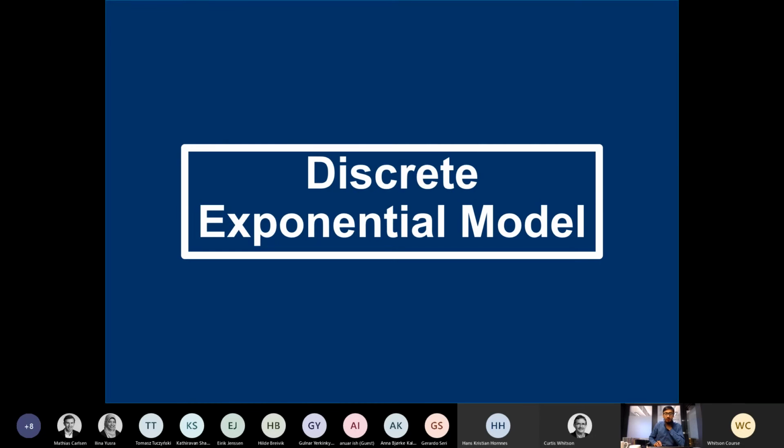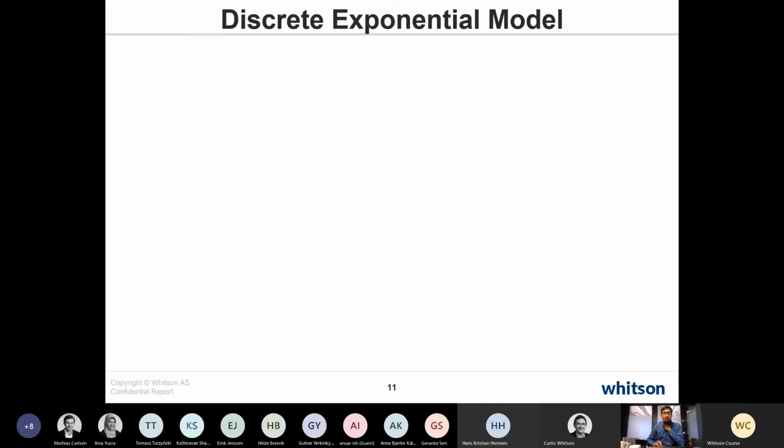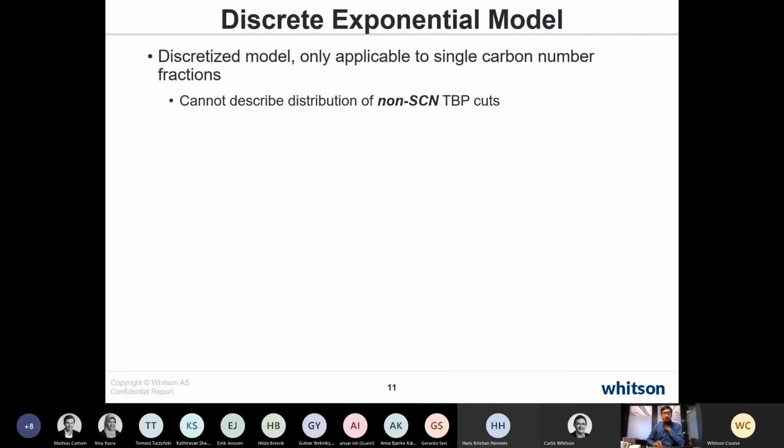So first we can discuss the discrete exponential model briefly. It's a discretized exponential model, and that's why we call it discrete, because it's only applicable to single carbon number fractions. So you cannot use the model to describe the molar distribution of the heavier ends if you don't have single carbon number.